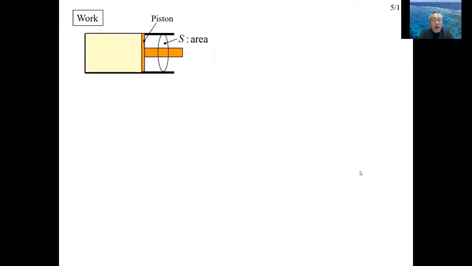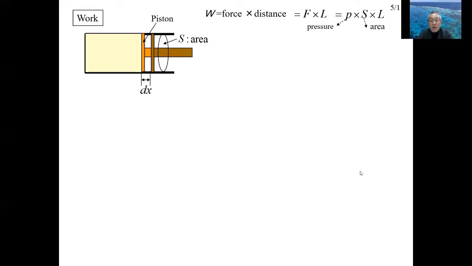From here, I will start the main subject of lecture 12. First, consider the motion of the piston in the container. The cross-section of the piston is S. If the pressure in the container is higher than the outside pressure, the force acting on the surface of the piston pushes the piston. The work made by the piston is defined as the product of force and moving distance.